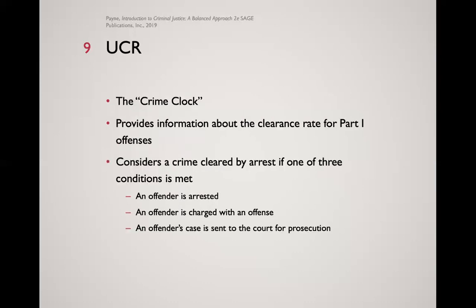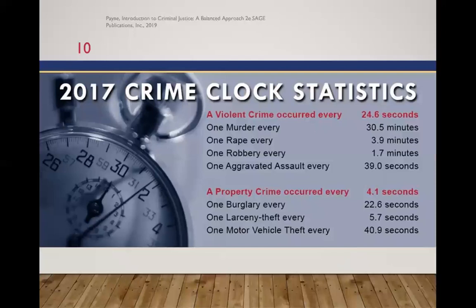All right, and the next slide. One of the things that you're going to see here is the crime clock, which provides information about the clearance rate for Part 1 offenses. Essentially, I'm just going to move on real quick. This is the crime clock. This is where you see a violent crime occurs every 24.6 seconds, a murder every 30.5 minutes, one rape every 3.9 minutes. These are the averages. This is what you mean by the crime clock. This is the general statistics and averages across the United States. Obviously, we can break these down by demographics, but this is what they're gathering by what the crime clock is, in case anybody was wondering. All right, so let's move on.